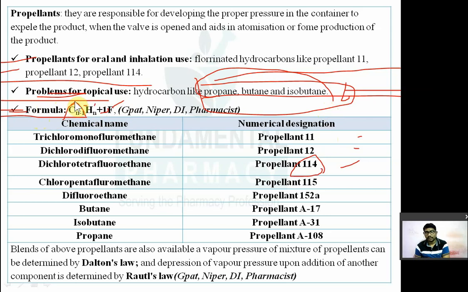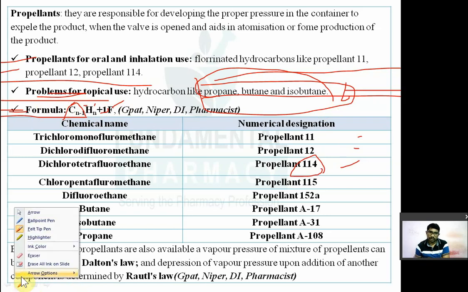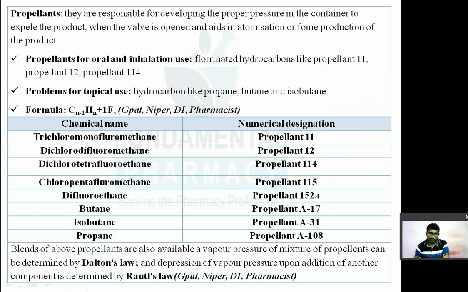You might say that chlorine has not come in the formula. We calculate chlorine also. So remember this formula. What is the formula? The formula is nothing but C n minus 1, H n plus 1, and F plus F. That is the formula. Now I will explain with one example. N minus 1, where n is the number of carbon in the propellant molecule, so number of carbon in the propellant minus 1. That will be the first digit.